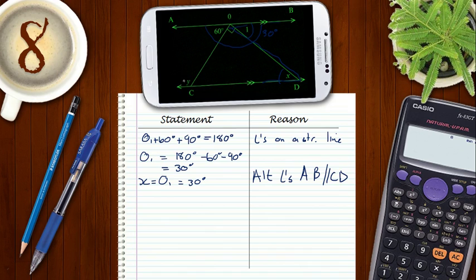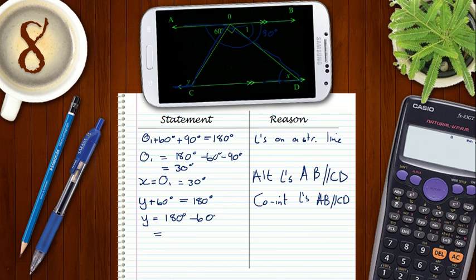And then we need to find Y. Now, Y forms a U with the 60 degrees angle. So therefore they are co-interior angles. So co-interior angles add up to 180 degrees. So Y plus 60 is equal to 180 degrees. Our reason is co-interior angles. Our parallel lines are AB is parallel to CD. And then we solve for Y. So Y is equal to 180 degrees minus 60. So this gives us 180 minus 60 is 120 degrees.